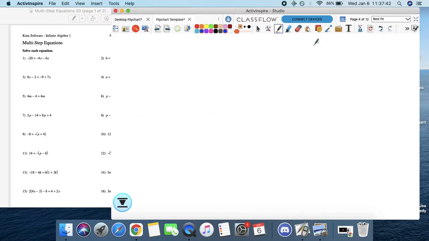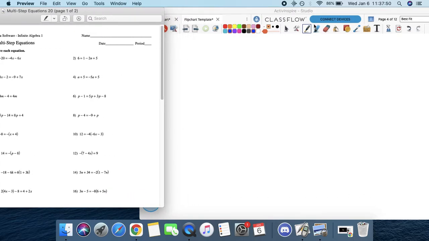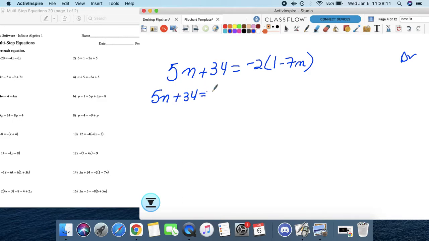Let's move on to, what is it, now 14. So 14 is 5n plus 34 equals, I think that's negative 2 times (1 minus 7n). All right, so this one, do we have distributive property? Yes, so let's take care of that. Here nothing happens: 5n plus 34. This is distributive property here. Be careful with the signs. So it's negative 2, and negative times a negative is a positive 14n.